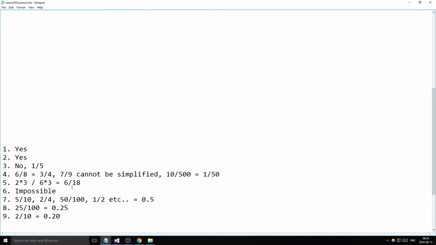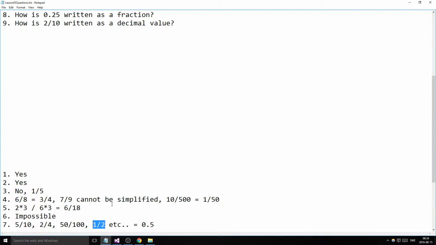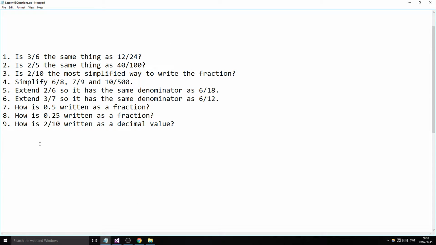But then you have a lot of other examples. You have 5 divided by 10, 2 divided by 4, 500 divided by 1,000, 50 divided by 100. Any kind of 0.5 value you can write. But 1 divided by 2 is the simplest way to write it.